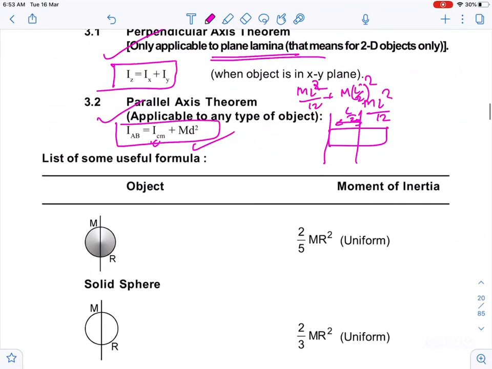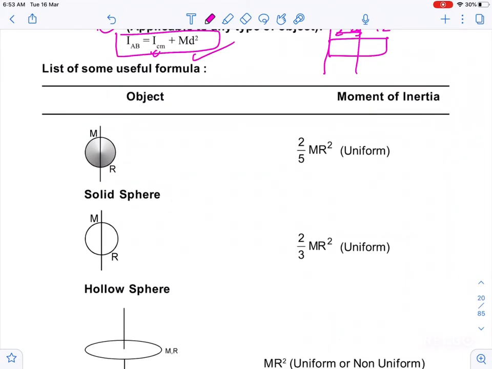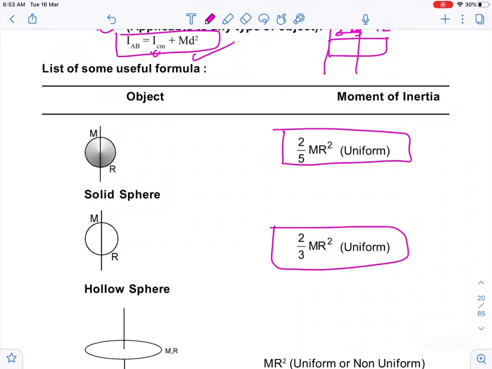Okay, ML by 2, this gives you this result. Some objects you have to keep in mind. Most students have confusion between solid and hollow sphere. The solid sphere is 2 by 5 MR square and the hollow sphere is 2 by 3 MR square. Moment of inertia is more for the hollow sphere.